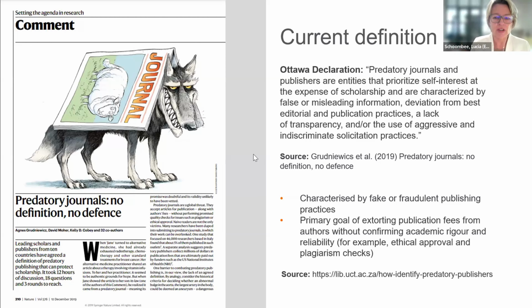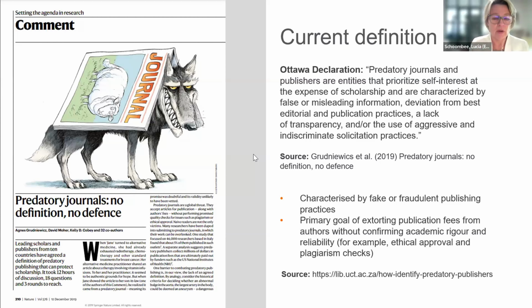At the expense of scholarship, it means that they publish work which has not been verified by experts. So it hasn't gone through any peer review. To attract submissions, they send out spam emails that provide misleading and false information on their website. So that definition really encapsulates a lot of different practices. But there are also other definitions which are a lot more direct.